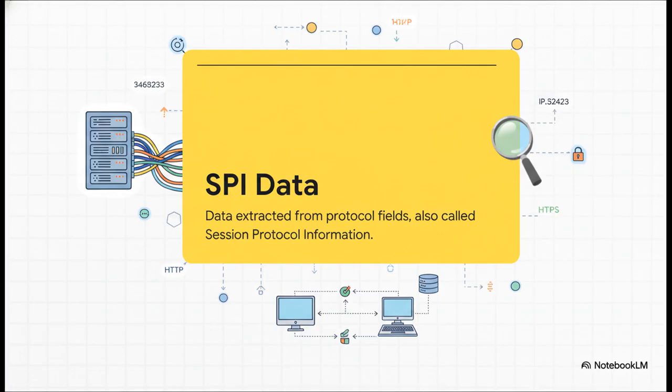But before we dive in, there's one critical term from your notes we have to get straight. SPI data. It stands for Session Protocol Information, which sounds complicated, but it's not. It's just all the important metadata Arkime pulls out of the raw data, things like who's talking to whom, what port they're using, and so on. Basically, SPI data is the collection of searchable clues that you, the detective, will use.